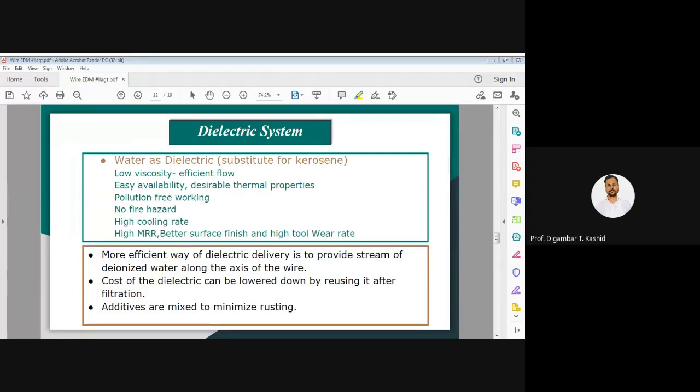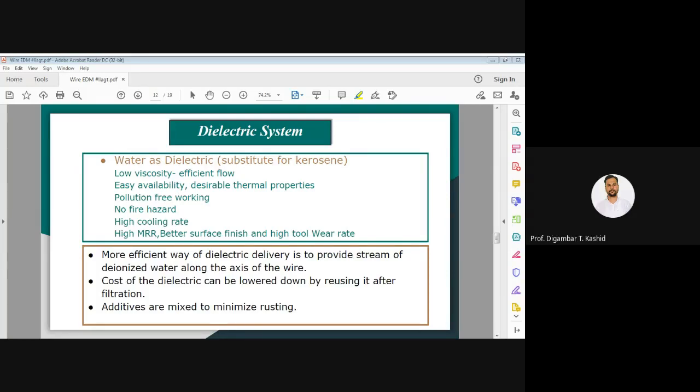And your dielectric fluid should be pollution free. There should not be anything hazardous or related to fire. There should not be any fire hazard. Again, the dielectric fluid should have a high cooling rate. And if you use the dielectric fluid, then through that you should get a high material removal rate. Due to that, you will get a better surface finish and high tool life. So these parameters we should consider while selecting the dielectric.